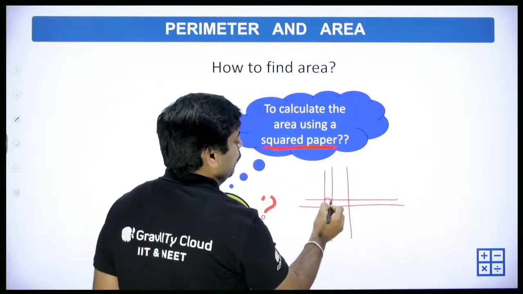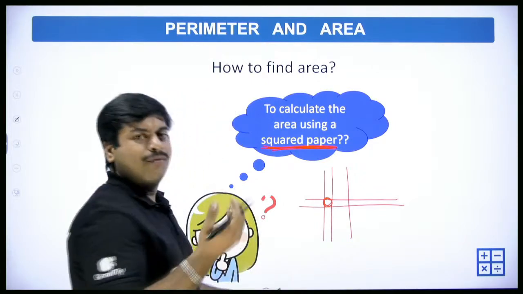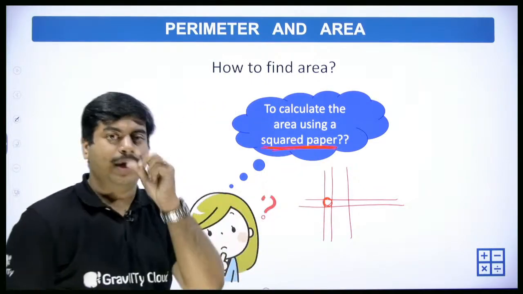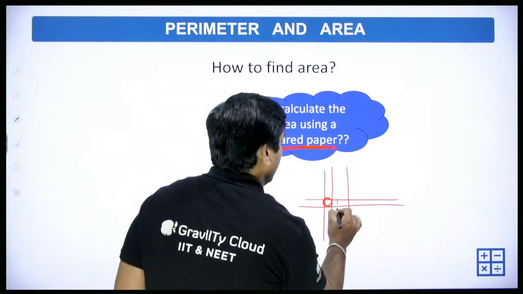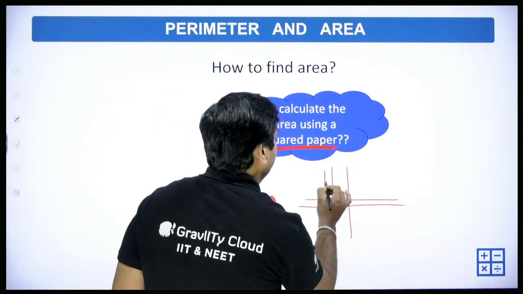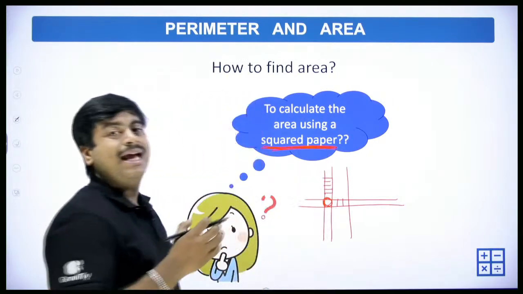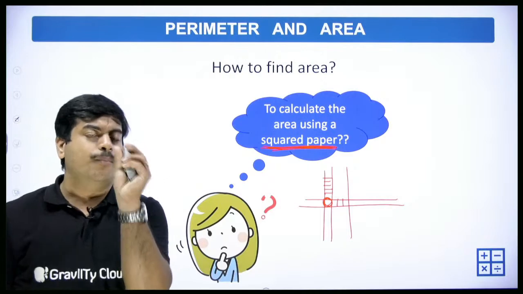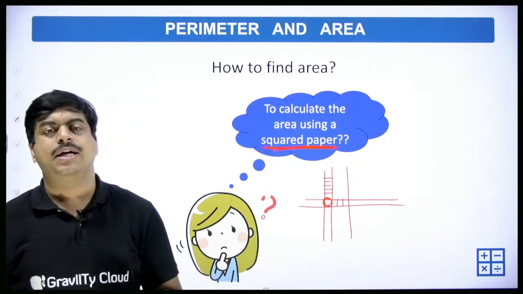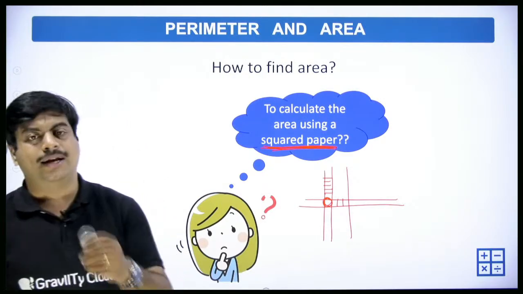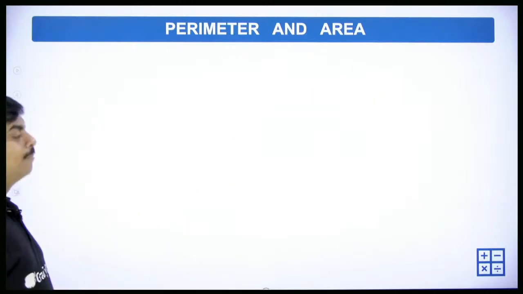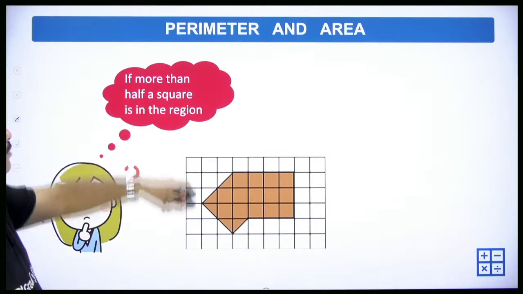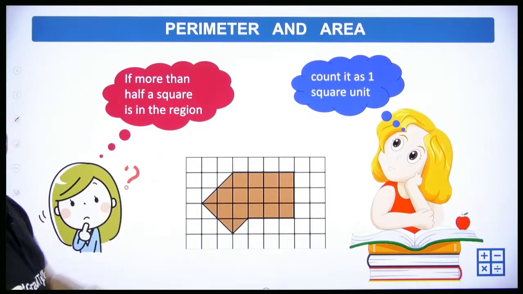So this is one unit square. Let's say 1 unit means 1 centimeter, that's a square. You have one more square, and one more square. The complete paper is made of squares. If we take one box as one square unit, from there we can find the area, right? So let's take one example. If more than half a square is in the region, count it as one square unit.